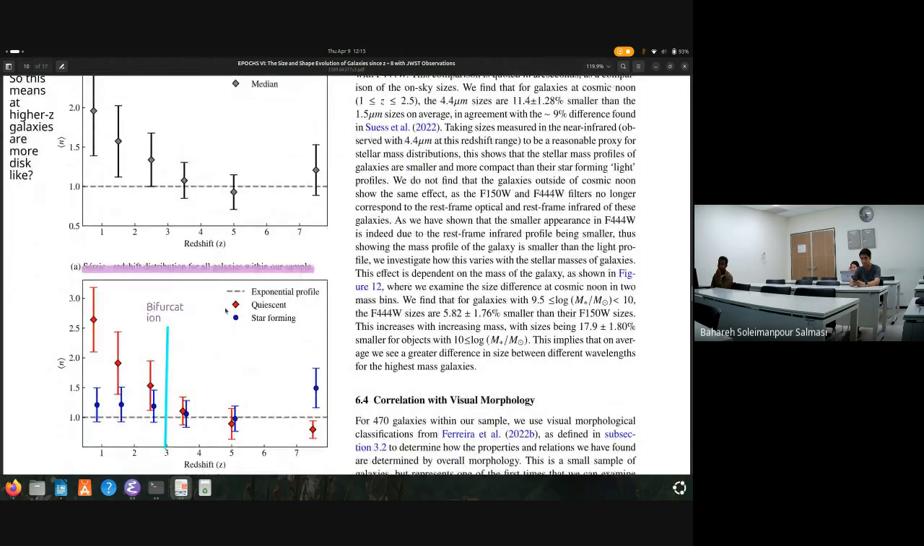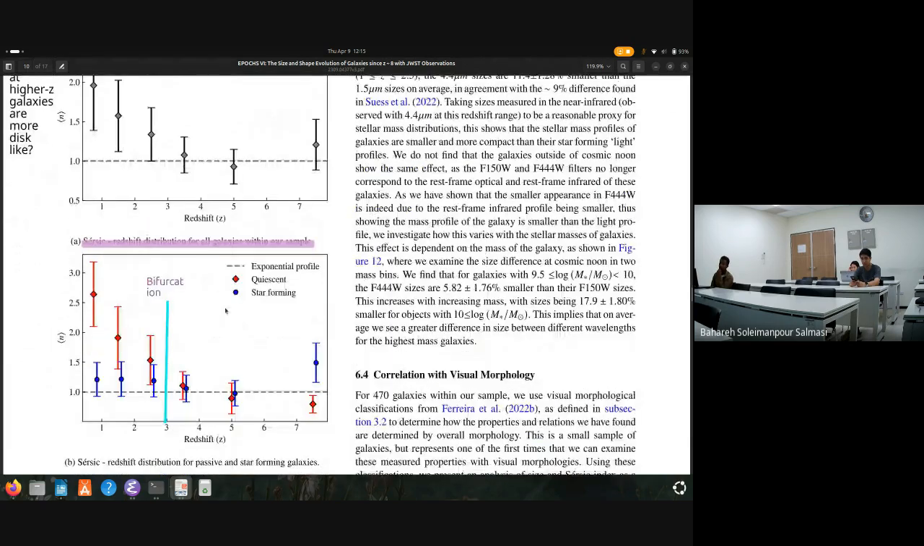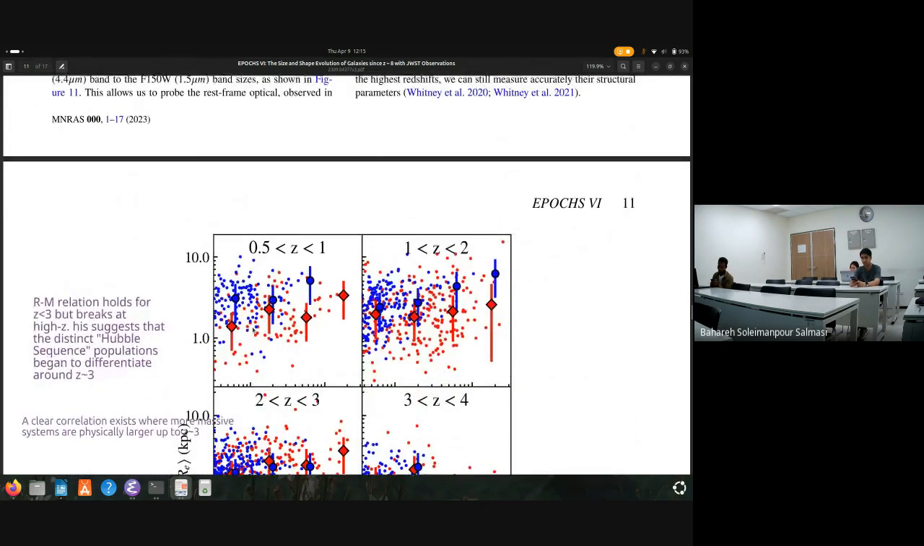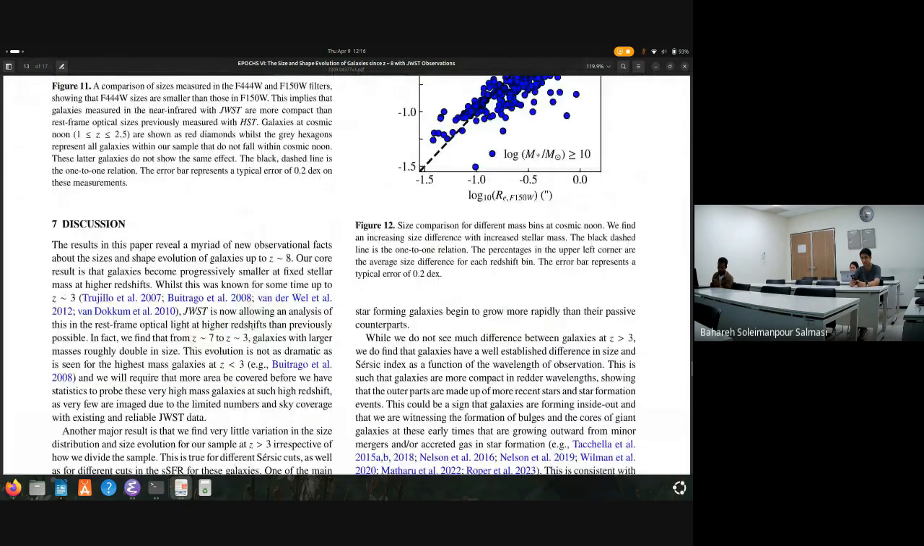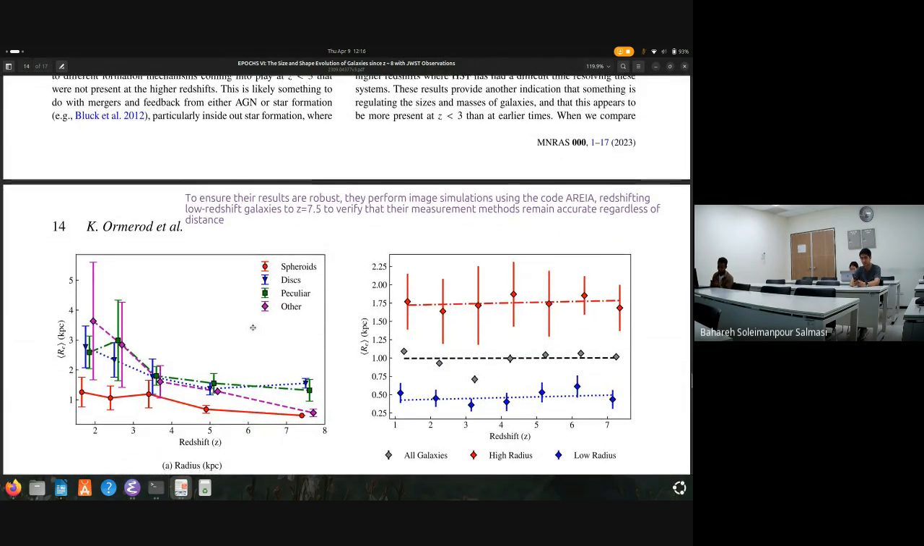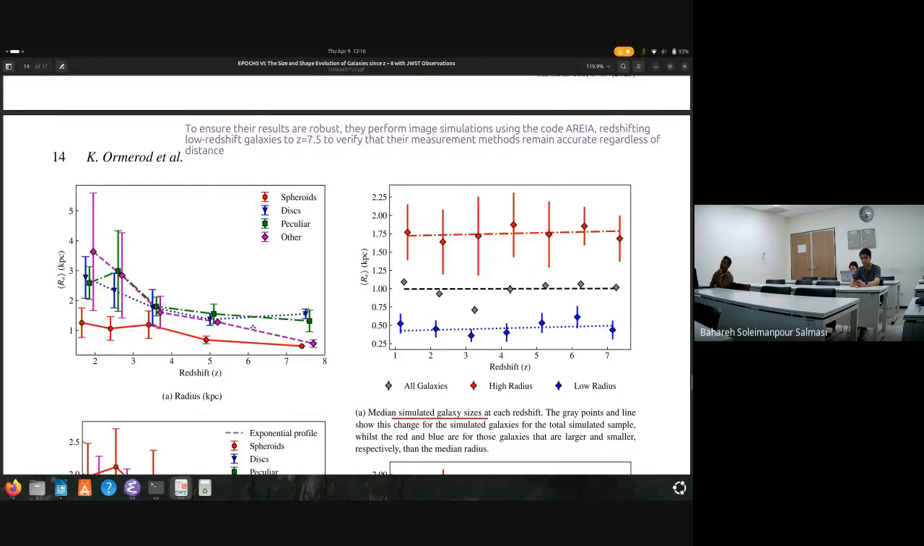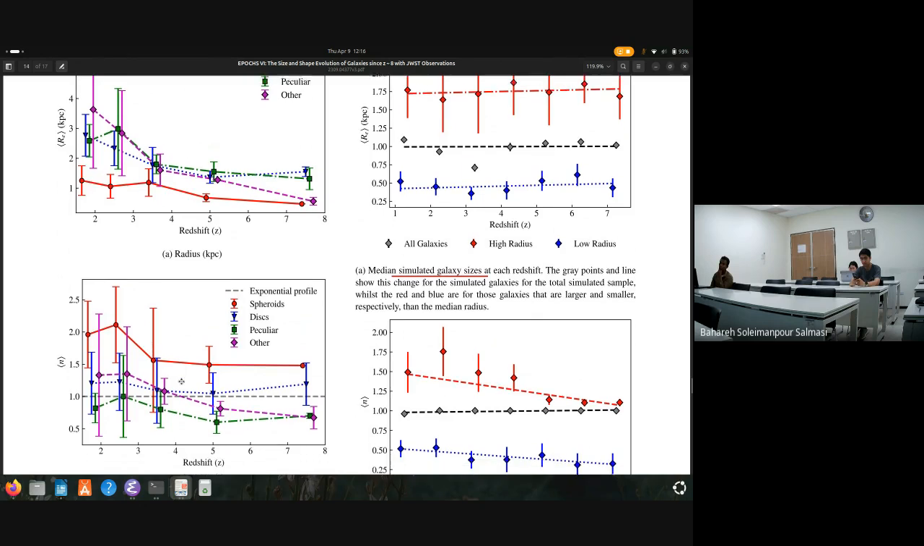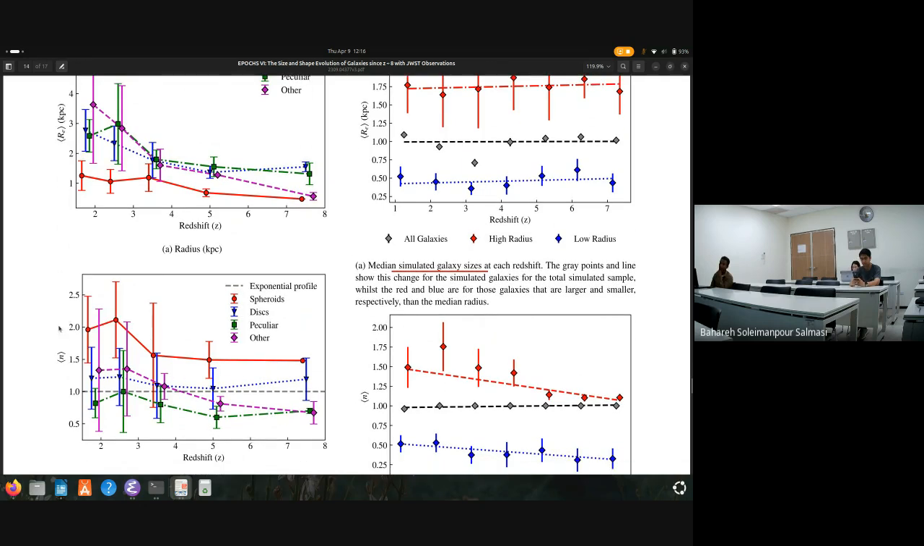They also plot the Sérsic index with redshift, and I think this is again evidence of this bifurcation at redshift around 3. Beyond redshift 3, the Sérsic indices of the quiescent and the star-forming galaxies are sort of similar. They also had 470 galaxies which are visually classified, so let me show that plot first. They visually classified 470 galaxies, and they also find a similar pattern except for the spheroids. The spheroids seem to have a constant Sérsic index, but that's also because they have large error bars.